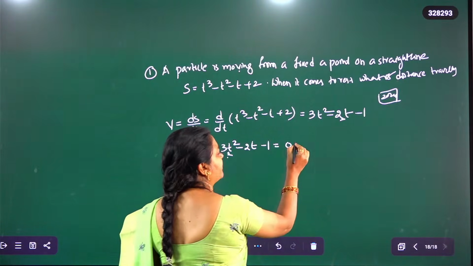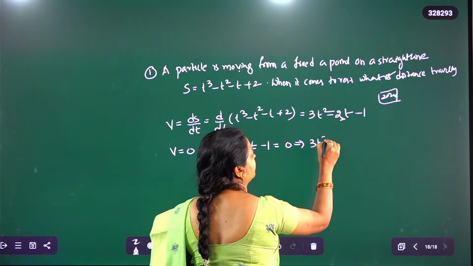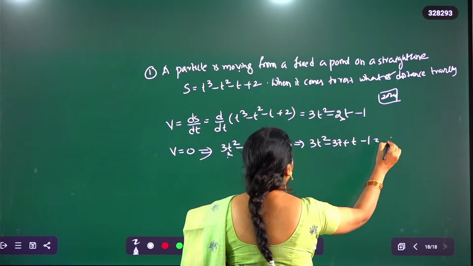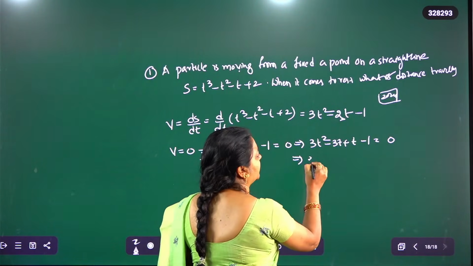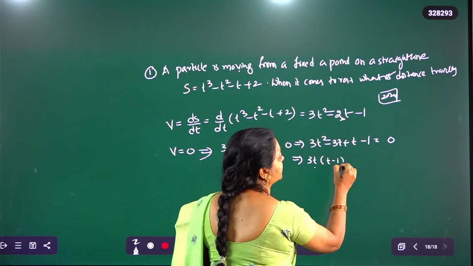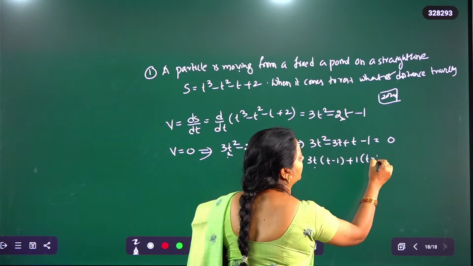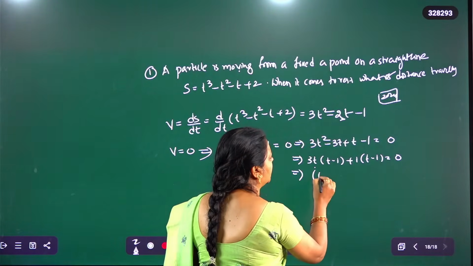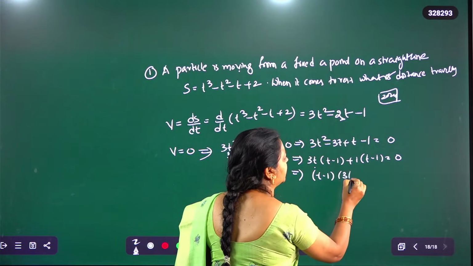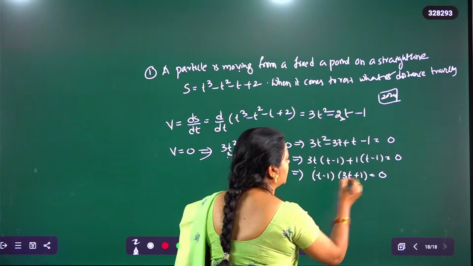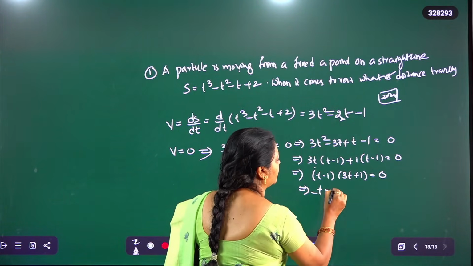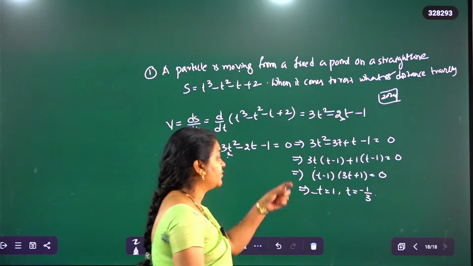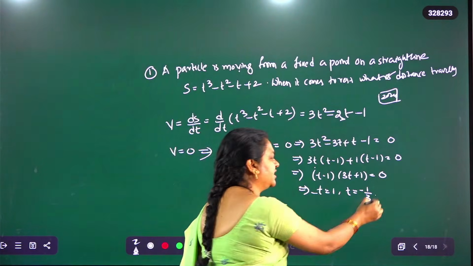By factorization, using the splitting method: 3t square minus 3t plus t minus 1 equal to 0. Taking 3t common we get t minus 1, and taking 1 common we get t minus 1 equal to 0. From this, t minus 1 and 3t plus 1 equal to 0. So you get t is equal to 1 and t is equal to minus 1 by 3. But what is t? T is time, it need not be negative.